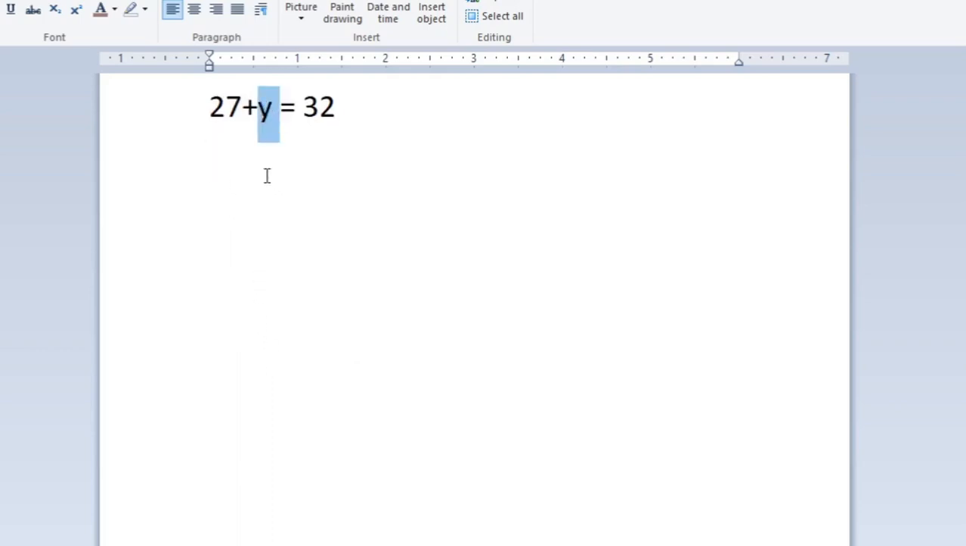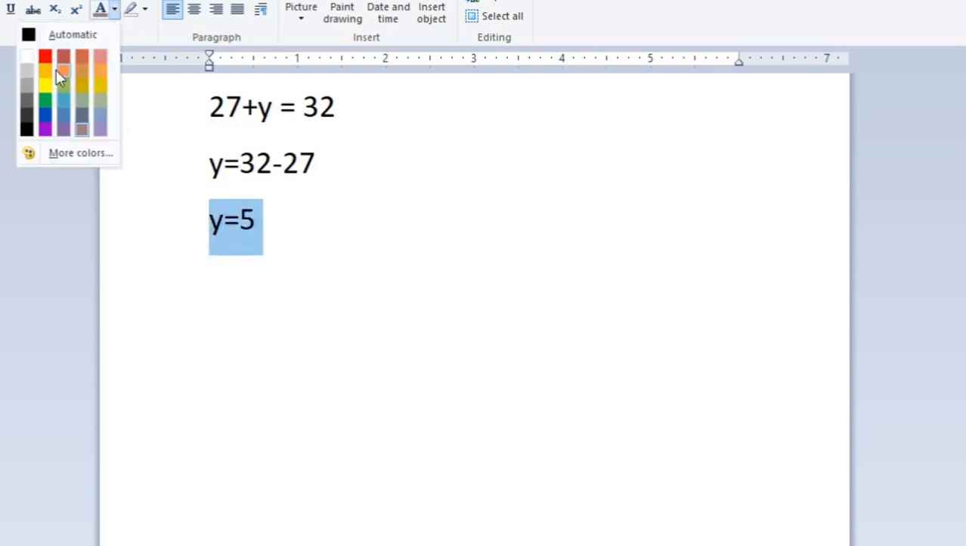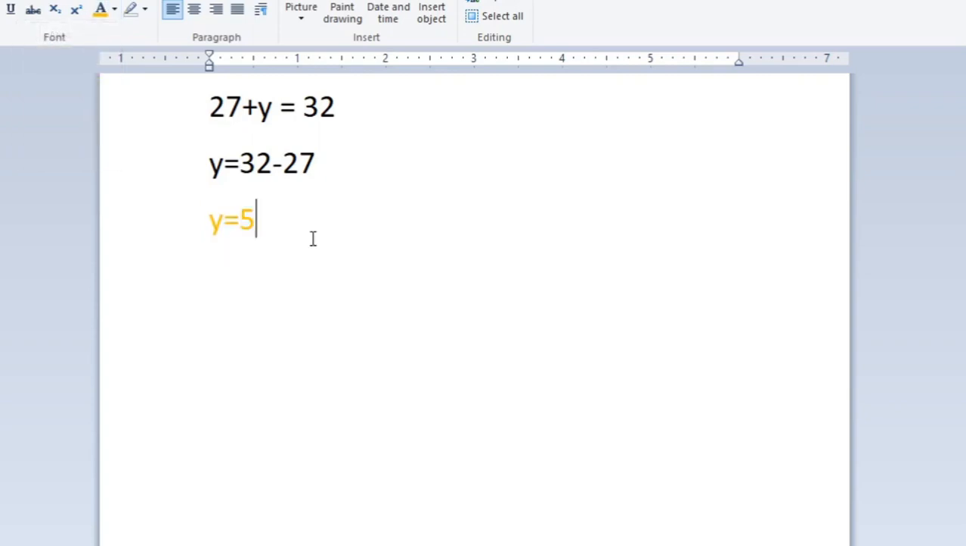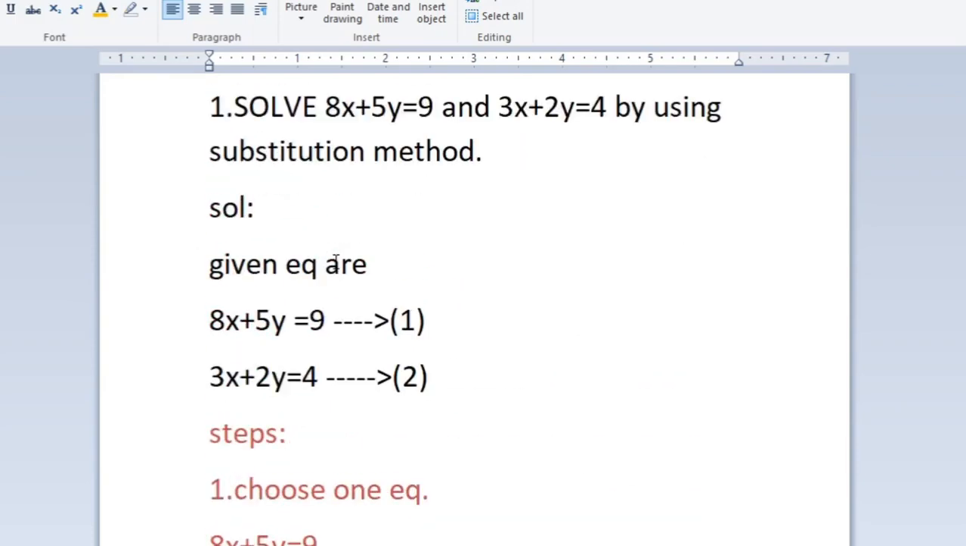Then we have to find the value of y. Therefore this 27 is to be transposed to RHS. What happens? Therefore y is equal to 32 minus 27. Okay, therefore y is equal to 5. We have got one value. Therefore for the second value you have to substitute this y is equal to 5 in equation 1 or 2.